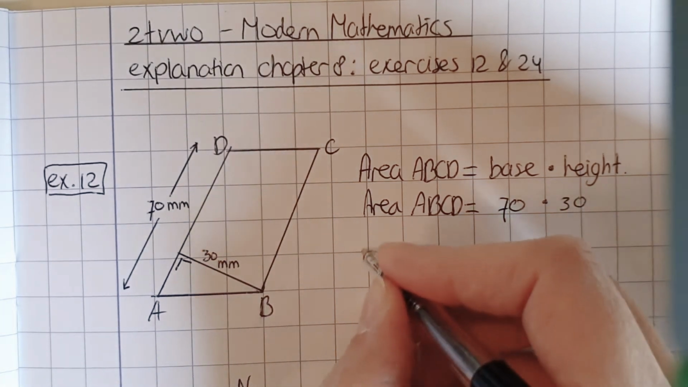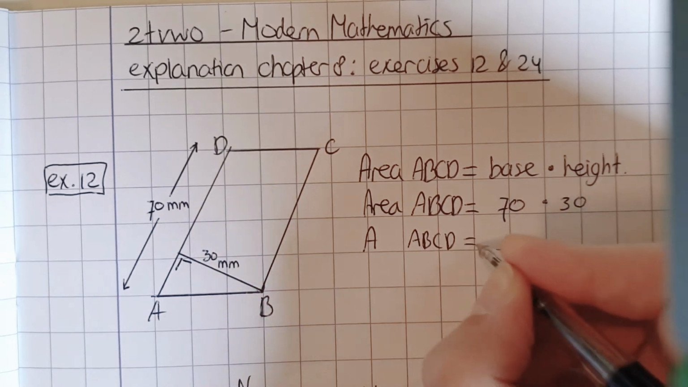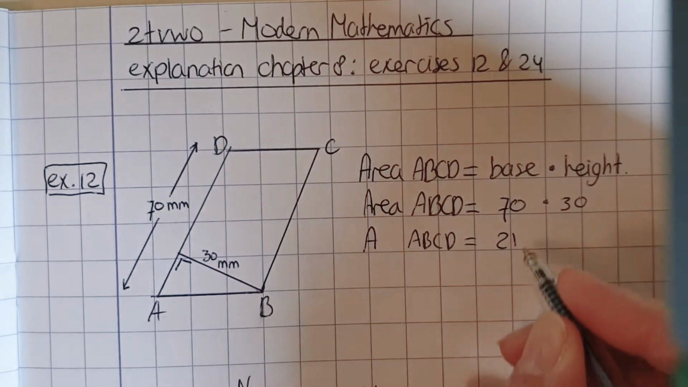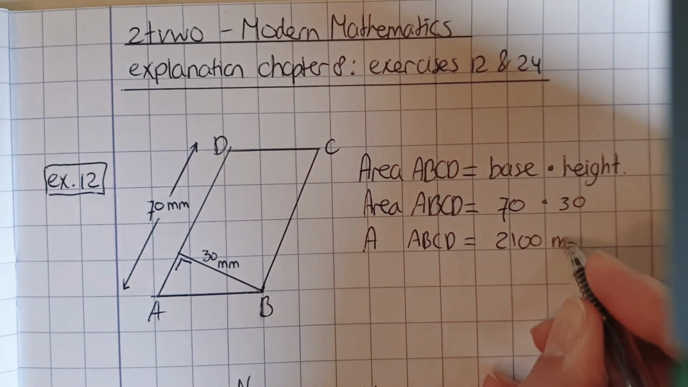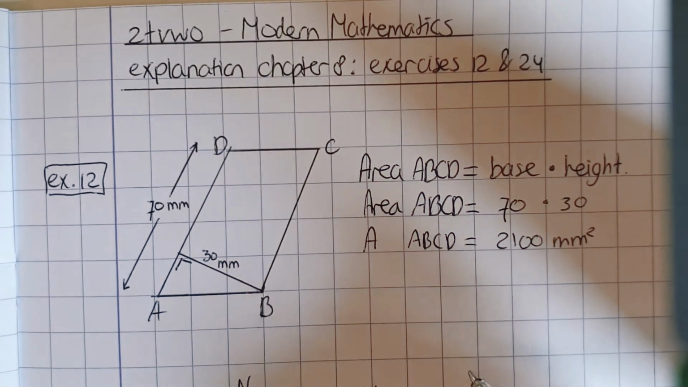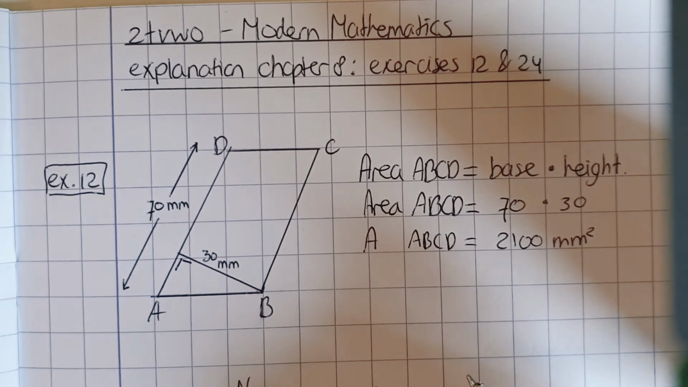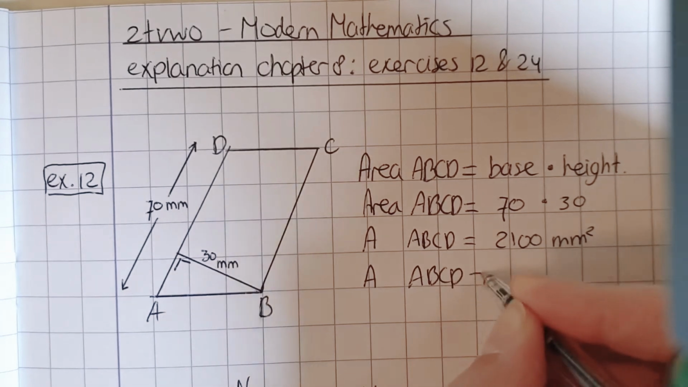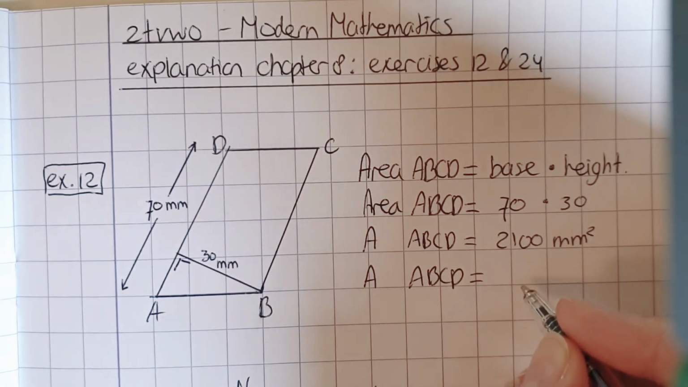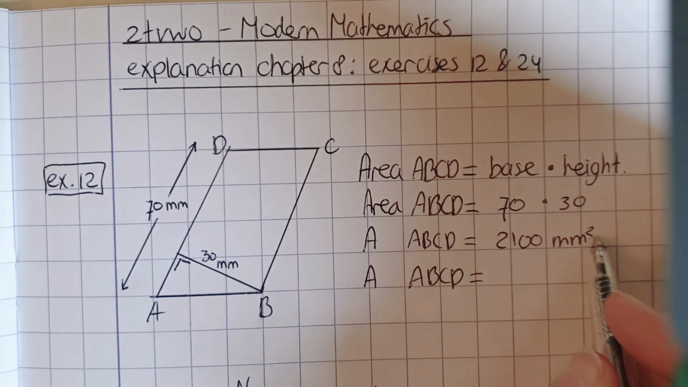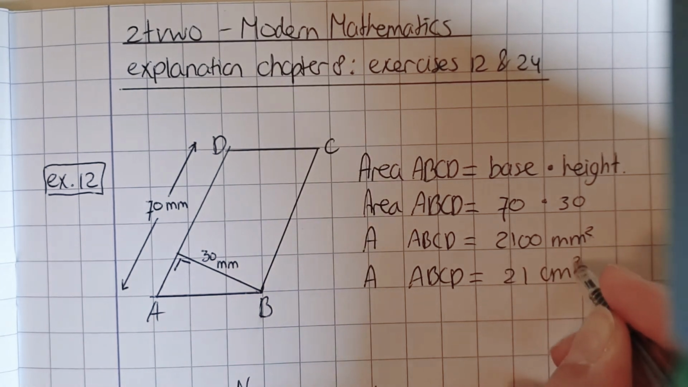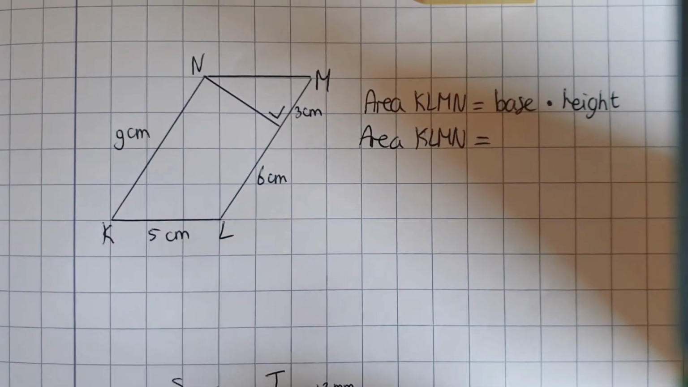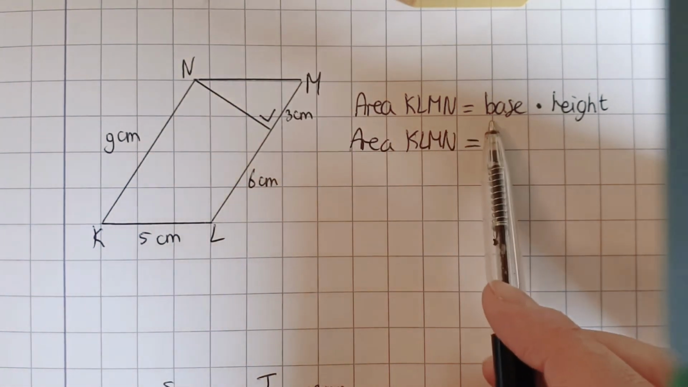Now, I'm going to calculate that. So that's area ABCD is 7 times 3 is 21. So that means that 70 times 30 is 2100 squared millimeters. But again, in the question it says that you had to give it in squared centimeters. So the area of parallelogram ABCD is, it goes with 2 steps in one time because it's squared here. So it's 21 squared centimeters. That's the answer. The second parallelogram, again, area KLMN is base times height.